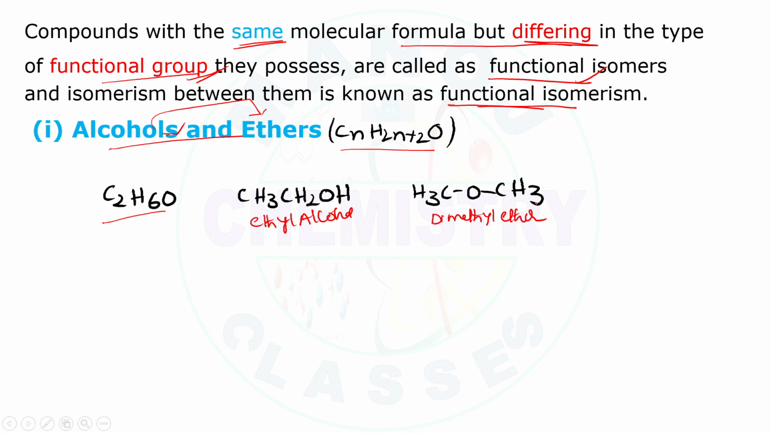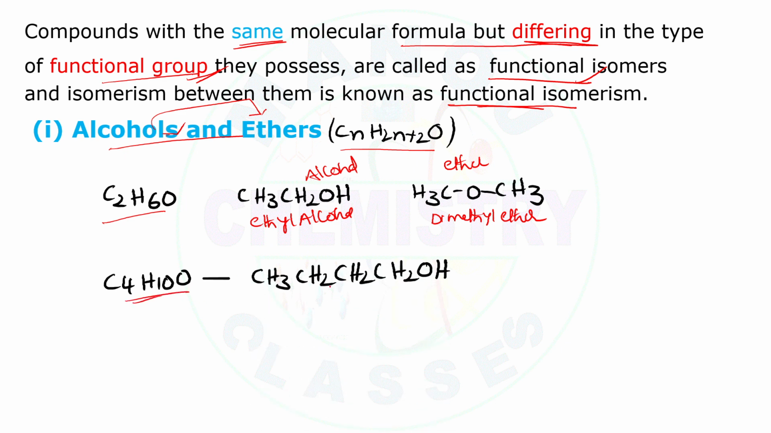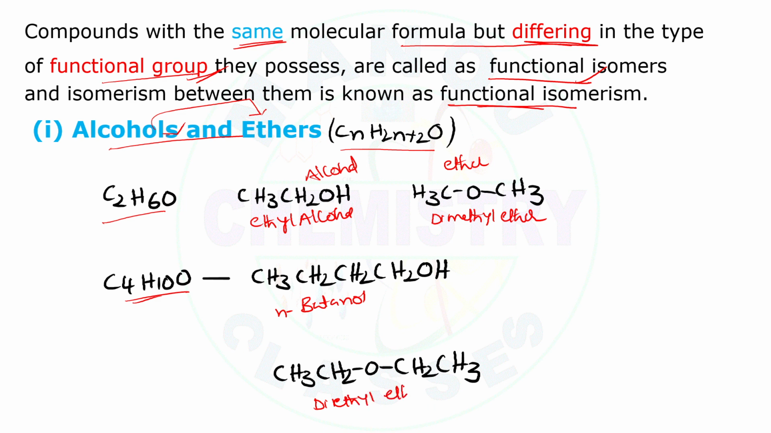So these two have the same molecular formula, but the functional group differs. Here this one is the alcohol functional group, whereas this one is the ether functional group. Coming to the next one, C4H10O, this can be written as n-butanol, and the ether for this one is diethyl ether. This is the ether functional group, diethyl ether.